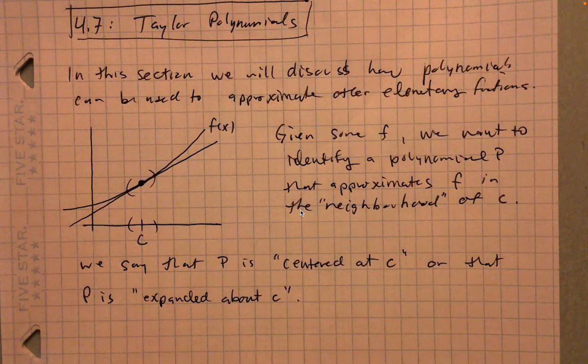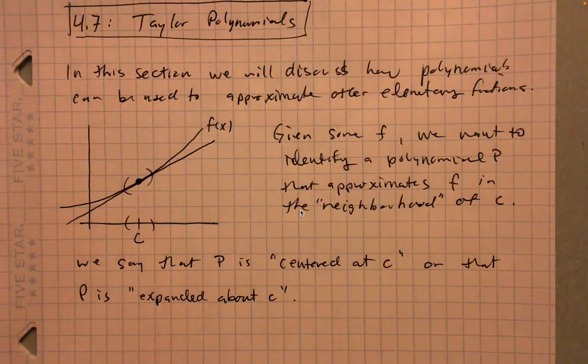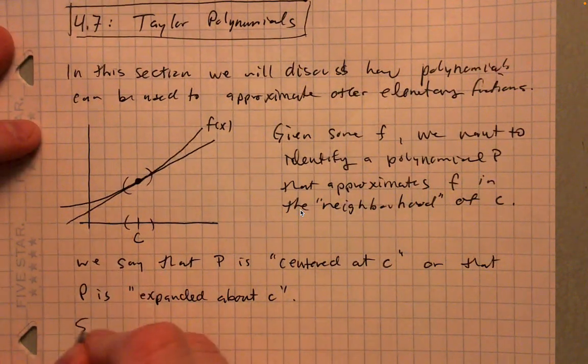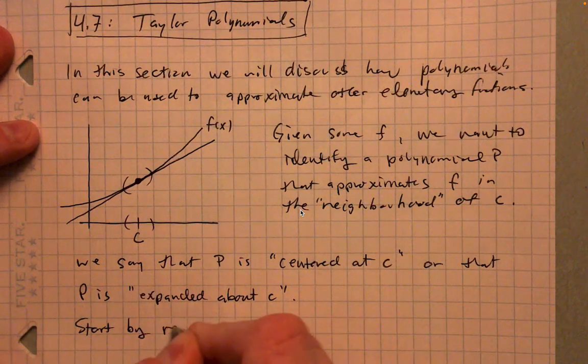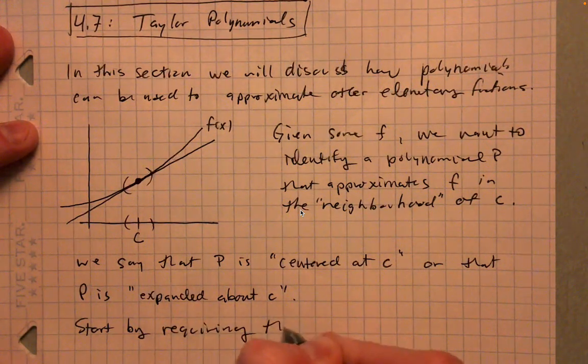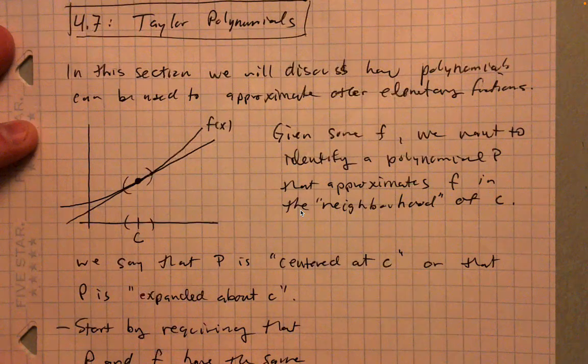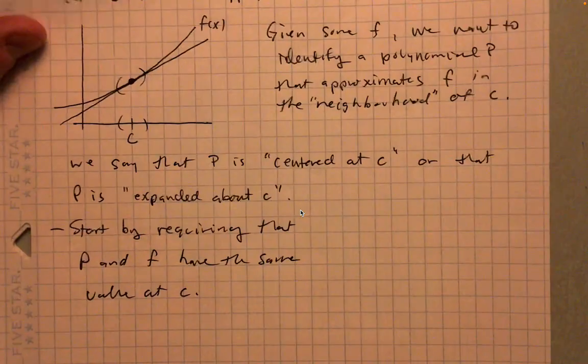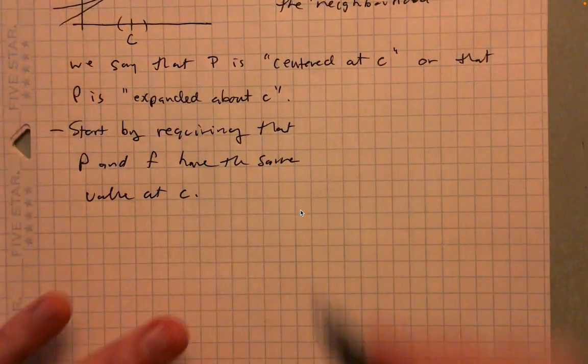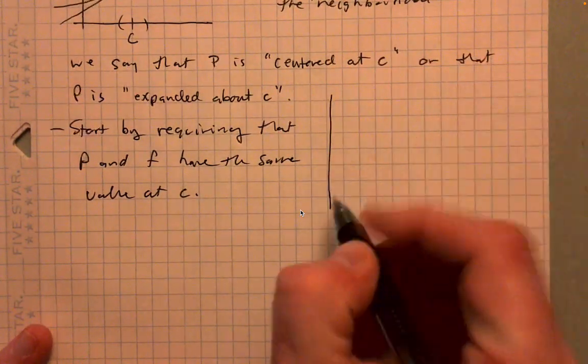The way we're going to generate these approximations is we're going to start by simply requiring that p and f have the same value at c. Now that doesn't do a whole lot for us, if you think about that.